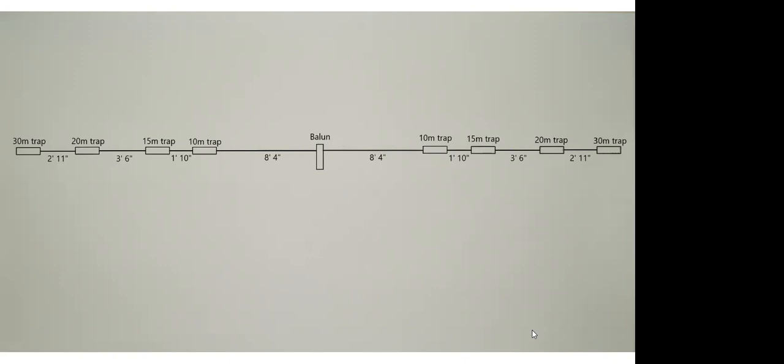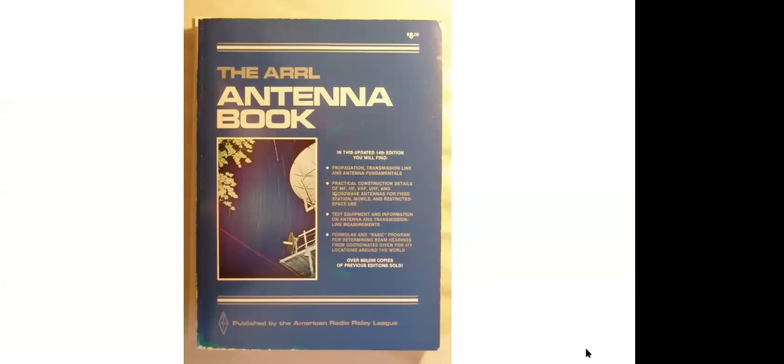I wanted an antenna that was resonant in the CW portion of the 40 meter band. I consulted the ARRL Antenna Book, updated 14th edition, published in 1984. It has some advice on what to do if a dipole won't fit into the available space.